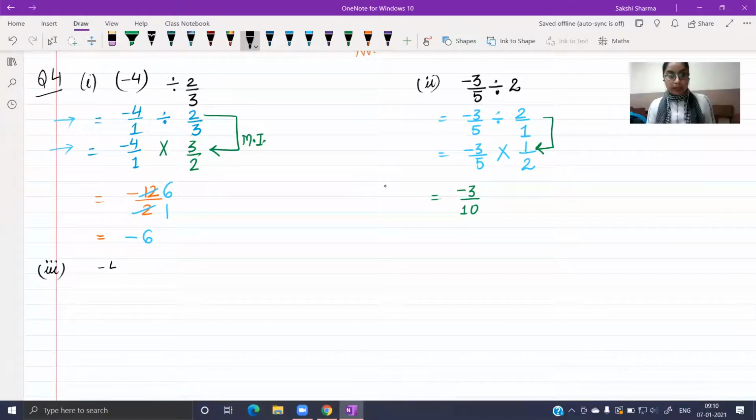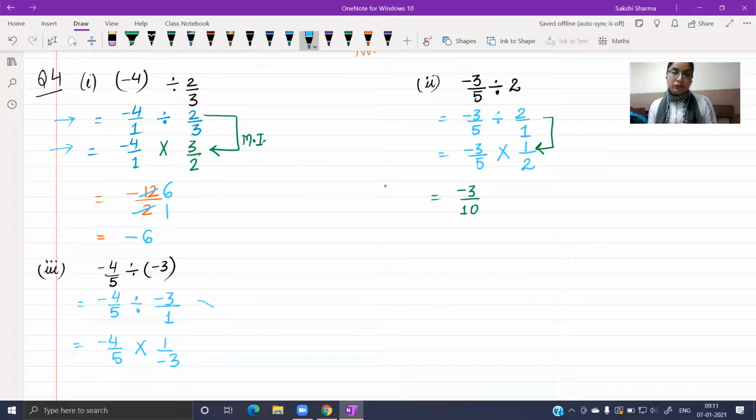Third part is minus 4 by 5 divided by minus 3. First rational number as such, I am writing minus 3 as minus 3 over 1. And now I will change that division to multiply. Minus 3 by 1 will become 1 by minus 3. I've changed it. This will be minus 4 over minus 15. And then this negative gets cancelled with negative.